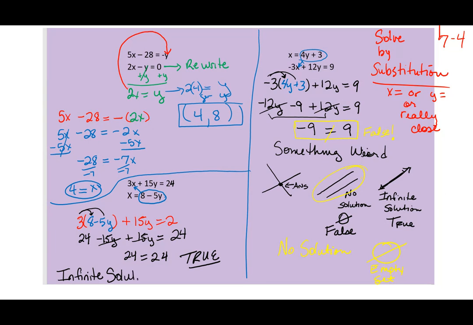I think there was a typo in that particular problem. Remember, when we do these, the computer just wants us to type in one of the equations. We do 3x plus 15y equals 24. So this one is infinite solutions right there. All right. Solve systems by substitution, 7-4.